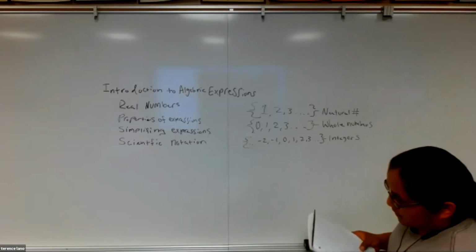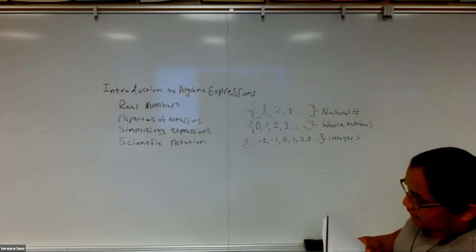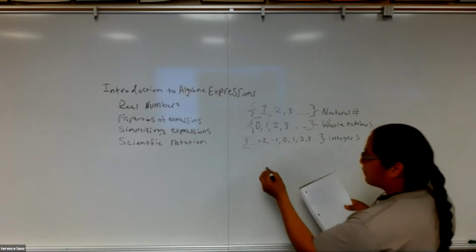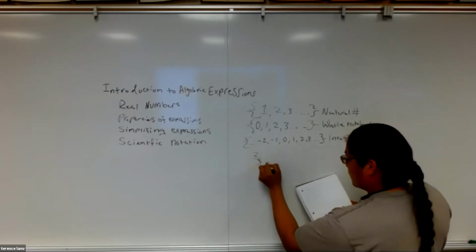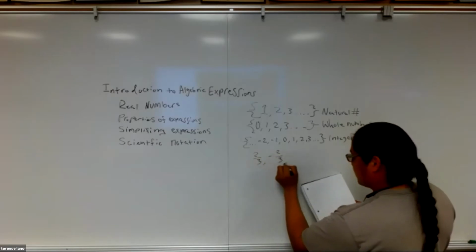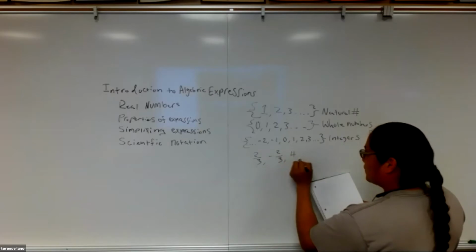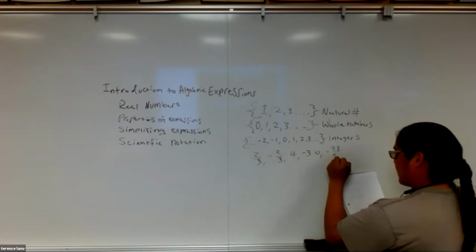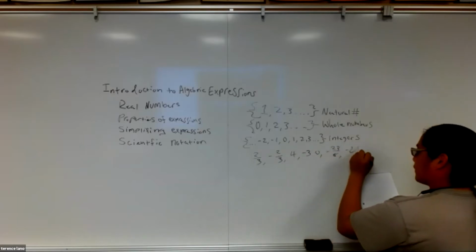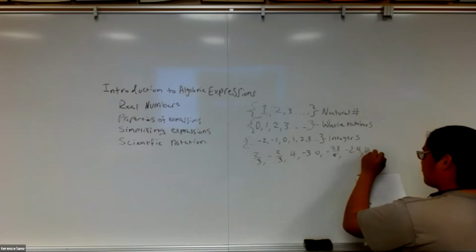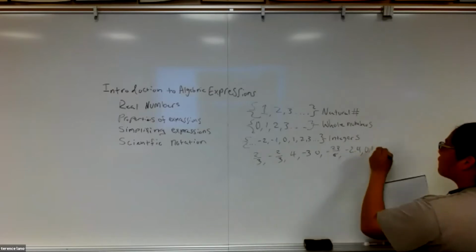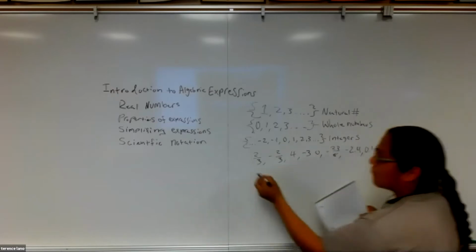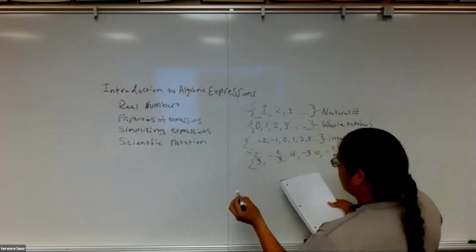And our rational numbers, those include everything else, from fractions to decimals, like 2/3, -2/3, 4, 3, 0, -23/8, -2.4, 0.17, and 10 and 1/2, and so forth. Those are called rational numbers.